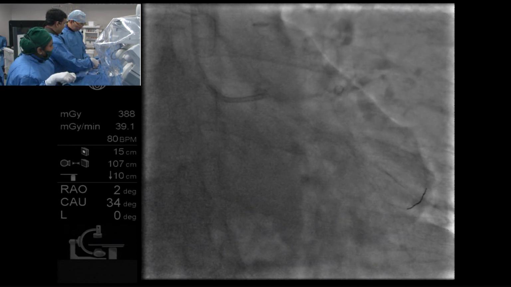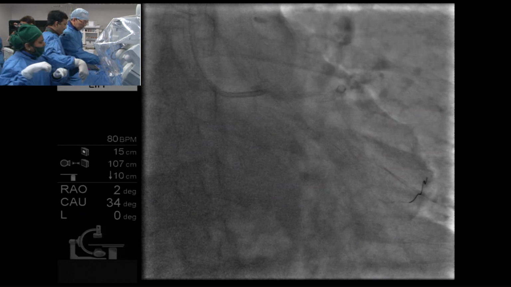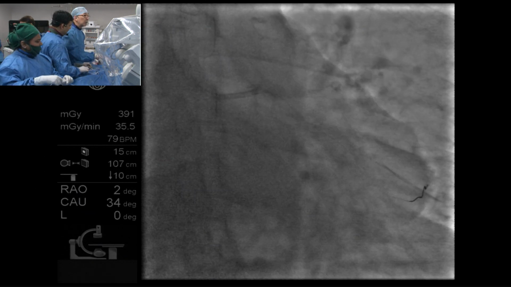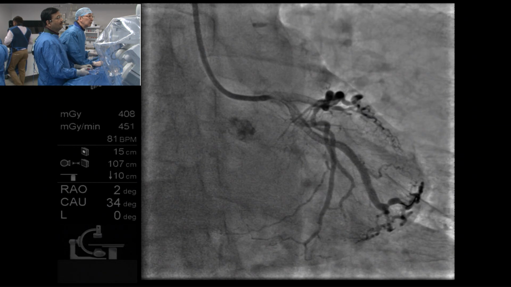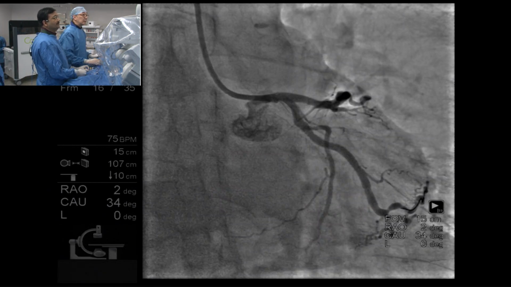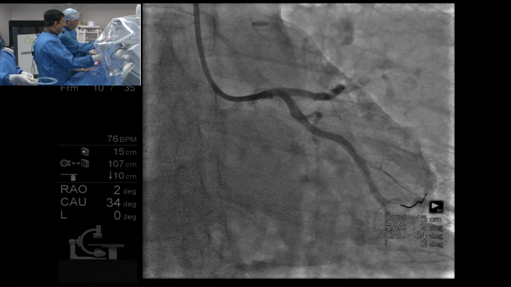I think we do the right. Okay, yes. Let's take a picture. Take a picture here. Fine. Okay. Do another view. One more view. Are we going to caudal?